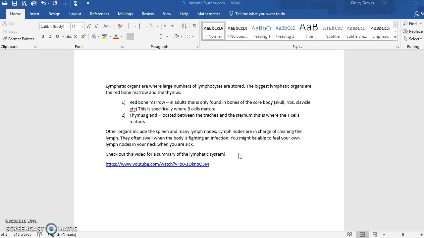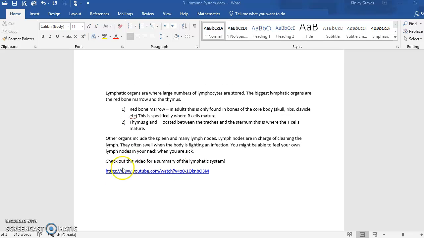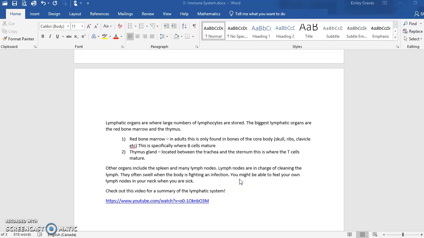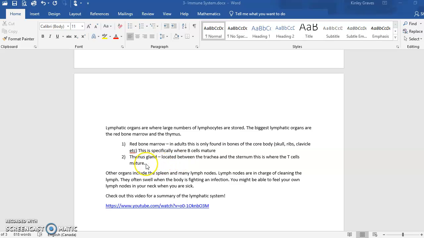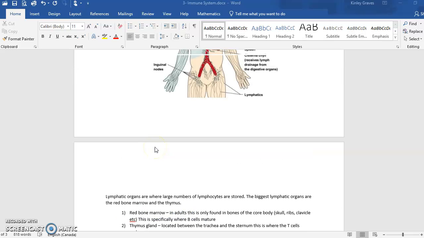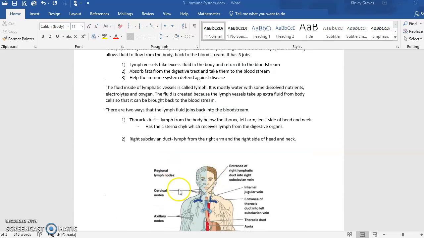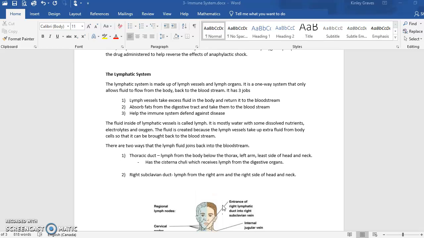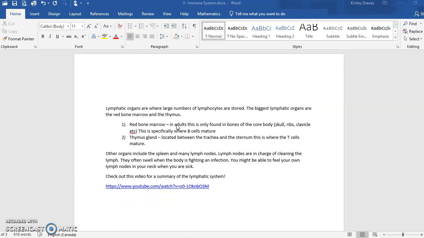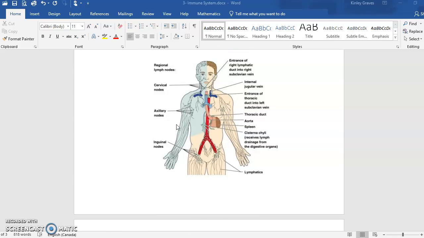So if you want to take a look, there's a video here that summarizes the lymphatic system. It's pretty good, so I recommend you take a look at that. Again, the big takeaways from this: the T cells mature in the thymus, B cells mature in the red bone marrow. Looking at this to figure out where the thoracic duct and the right lymphatic duct empty into, and then the three jobs of our lymphatic system. Right? So that summarizes everything you need to know about the immune system.